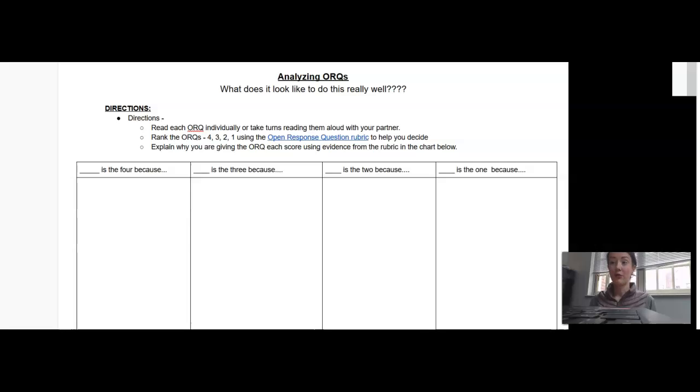ORQs are the other type of writing that you will need to do on the Legacy ELA MCAS that you're taking in January. And there are some major differences between an ORQ and a long composition. So let's talk about that for a minute.